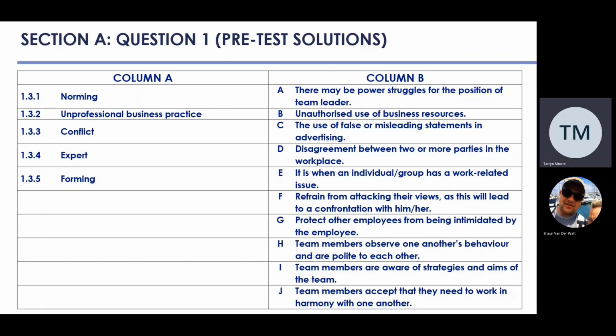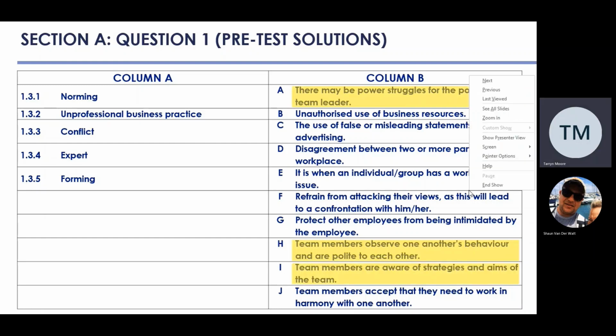So for this particular question, we're going to look at the following terms. You will see that the very first term is norming. You will also see that 1.3.5 talks about forming. Now from your class discussions on team performance, you will see that we're talking about stages of team performance. Now, as I've said, the very first thing that you need to do is you need to highlight the statements that link with each other. And this becomes key because we look at the statements and we make sure that we're linking the correct ones.